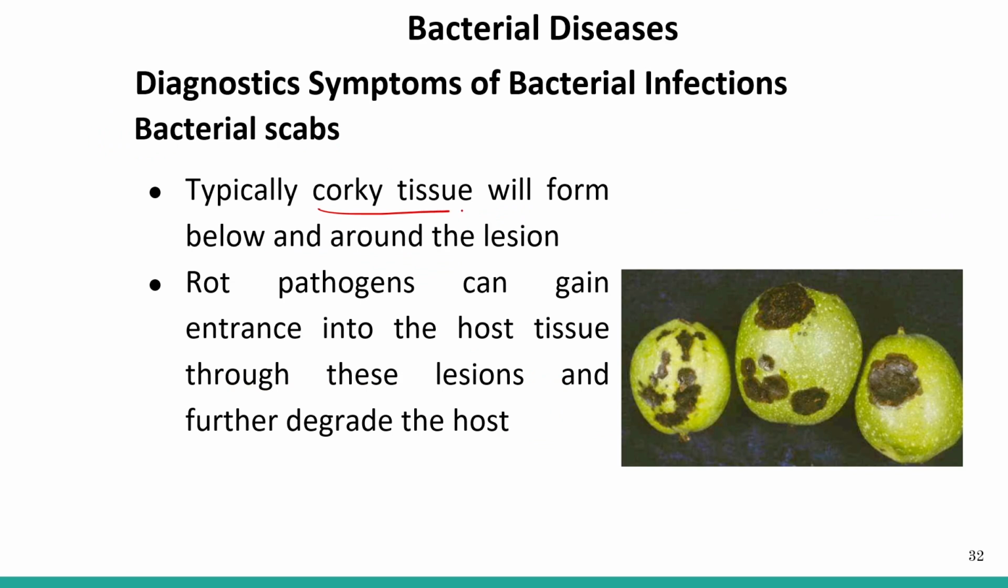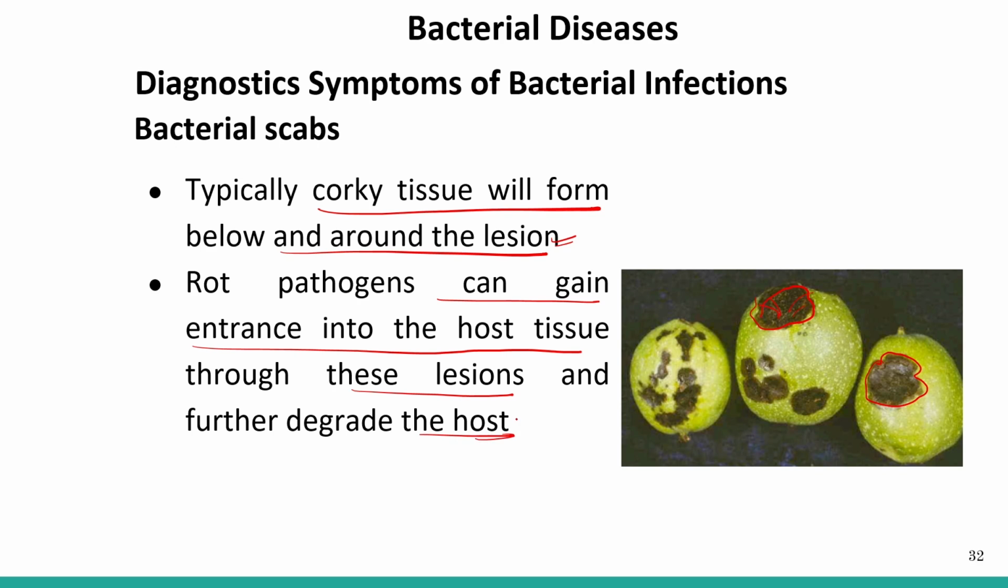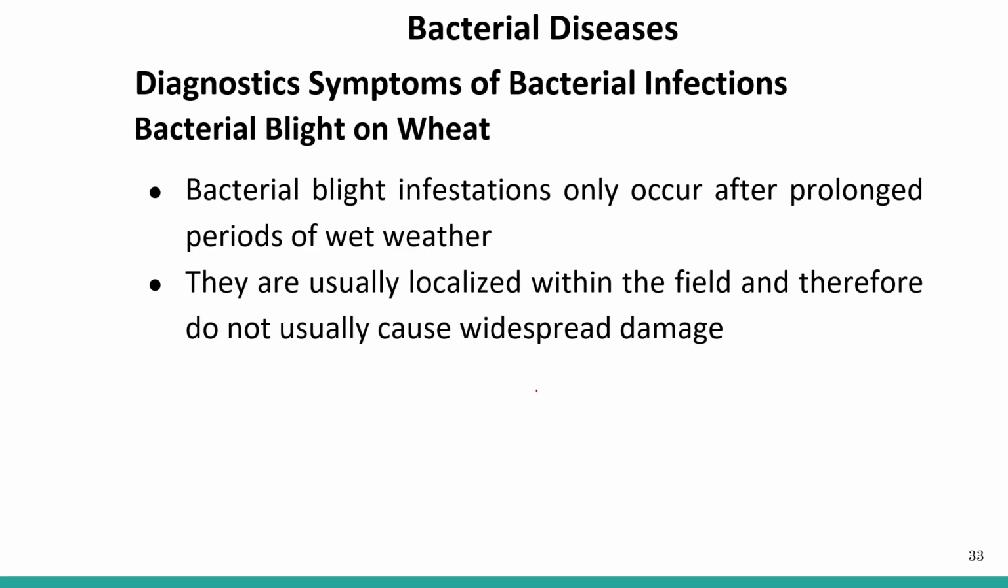Typically, corky tissue will form below and around the lesion. So we can see the lesions on the surface, like this, localized at some places. The rot pathogen can gain entrance into the host tissue through these lesions. Through these lesions, the bacteria can enter inside the tissue and further degrade the host.